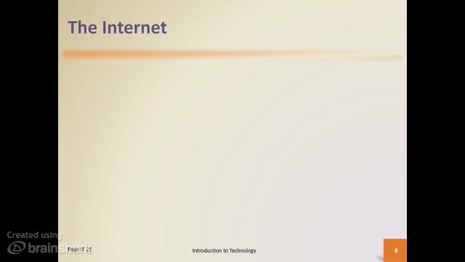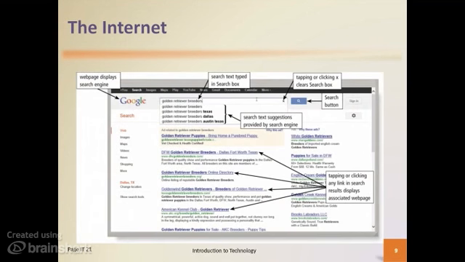A search engine is software that finds websites, web pages, images, videos, news, maps, and other information related to a specific topic. Popular search engines include Google, Bing, Yahoo, and AOL.